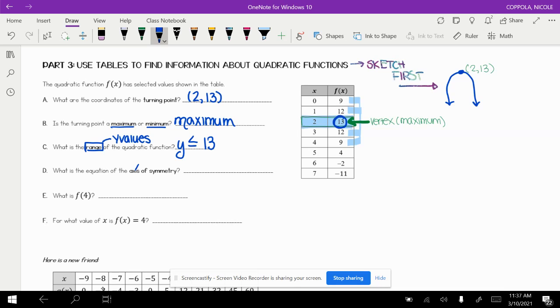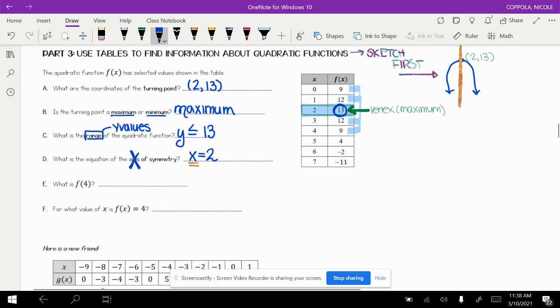Axis of symmetry. Always make that big x, because that's a signal to you that it has to be x equals. The axis of symmetry is just what cuts my parabola perfectly in half. Writing that x equals signals to me, oh yeah, I have to look at the x coordinate. So it's going to be x equals 2, the x coordinate of my vertex.